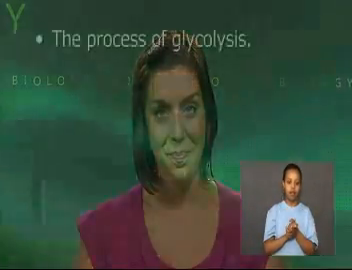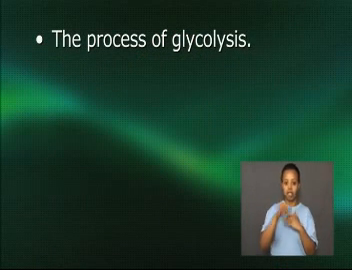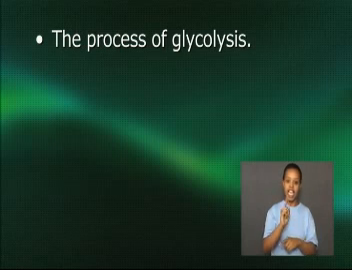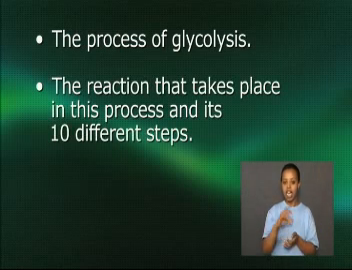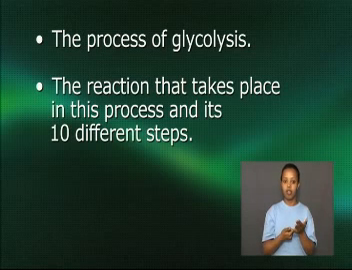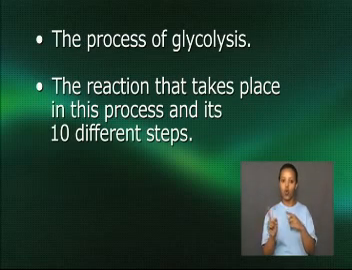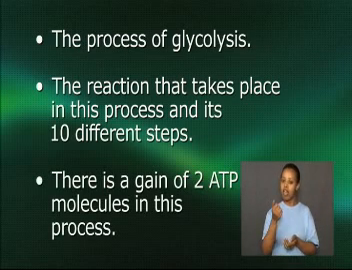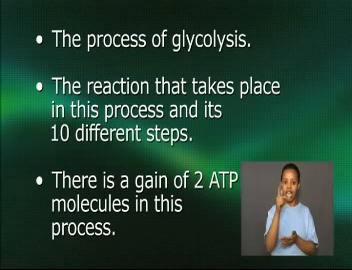We have reached the end of our lesson for today, students. In this lesson, we learned about the process of glycolysis. We learned about the reaction that takes place in this process and its 10 different steps. We also learned that there is a gain of 2 ATP molecules in this process.